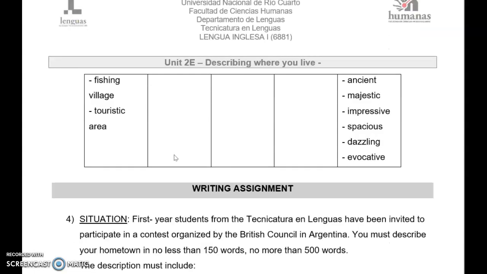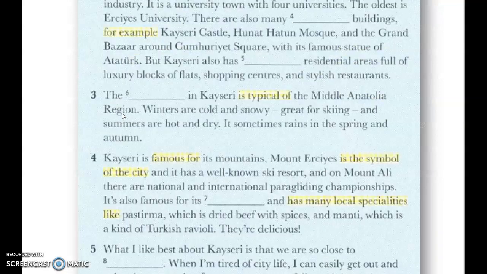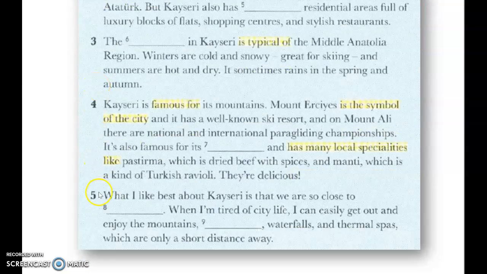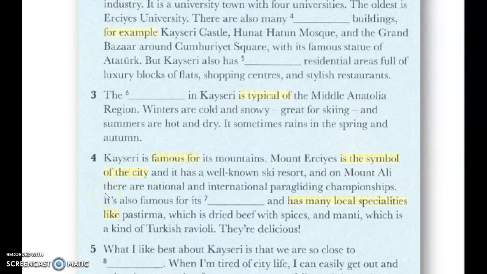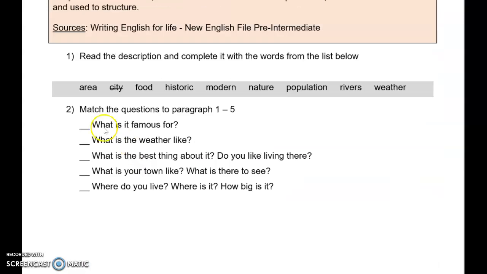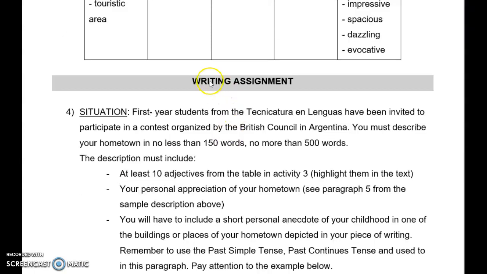Okay, after working with the model, after having a lot of vocabulary, after seeing the structure of this main text, that it has 5 paragraphs, that you know the topic of each paragraph because you worked with this activity. Now, what we are going to do is to have a look at the writing assignment. So you will have to write something, right?